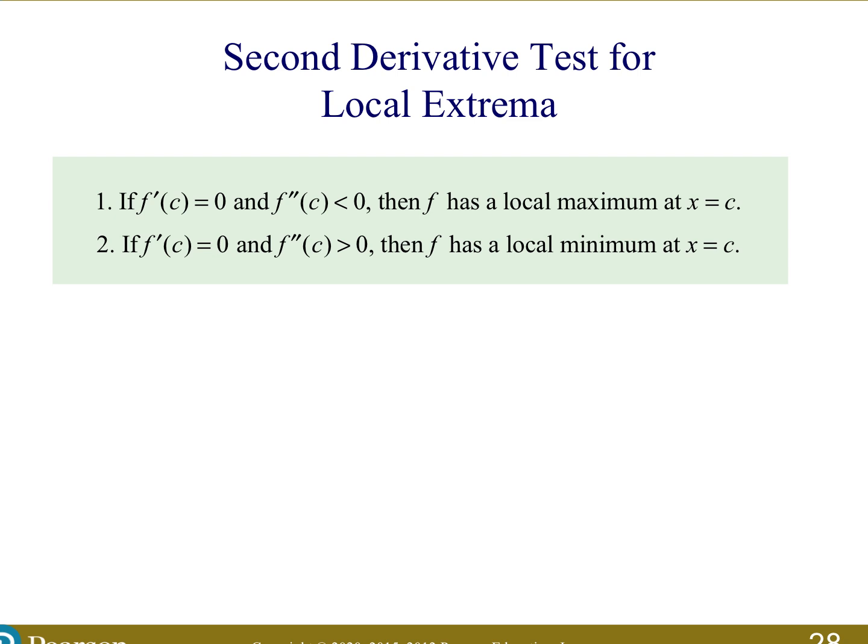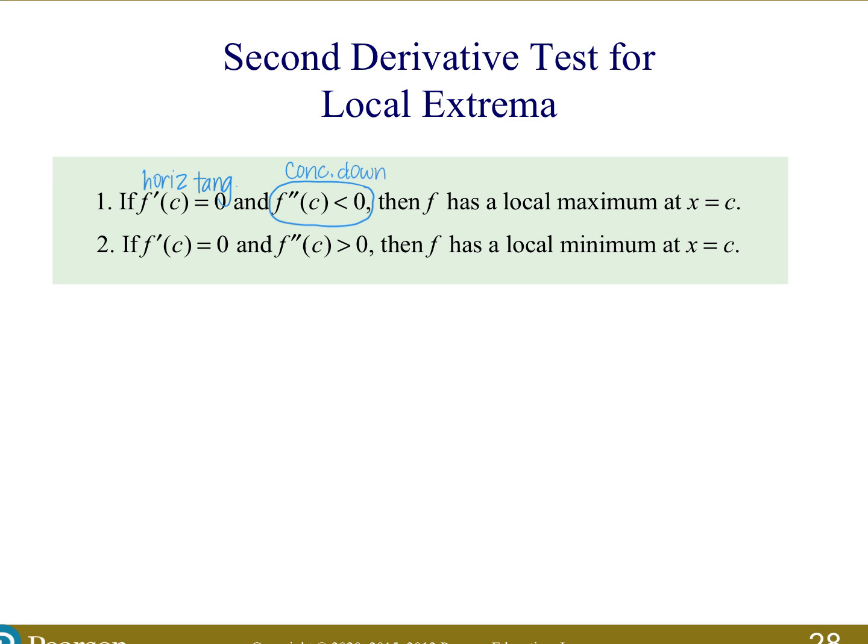So the second derivative test says if f prime of c equals 0, that means if you have a horizontal tangent. Now this does not work for cusps, doesn't work for corners. It only works for horizontal tangents. So if we have a horizontal tangent and if the second derivative is less than 0, so that means concave down, then we have a maximum.